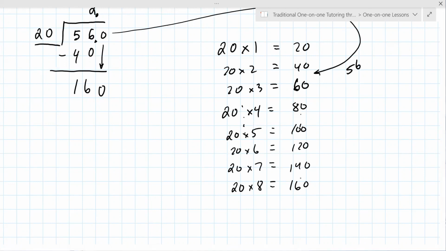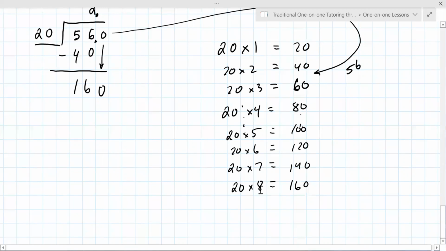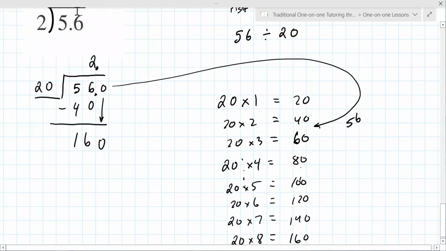So how many times does 20 go into 160? 8 times. Okay, so the 8 goes after the decimal, 2.8. And 8 times 20 is 160.